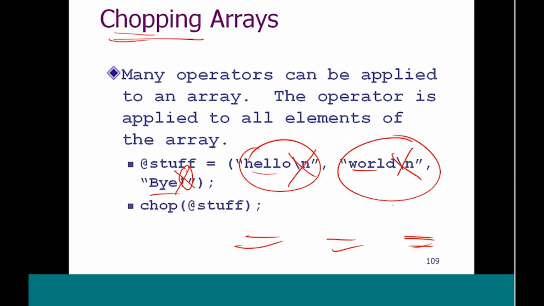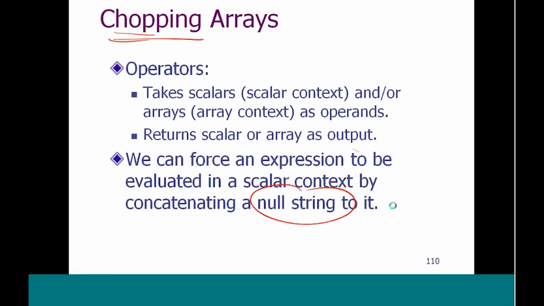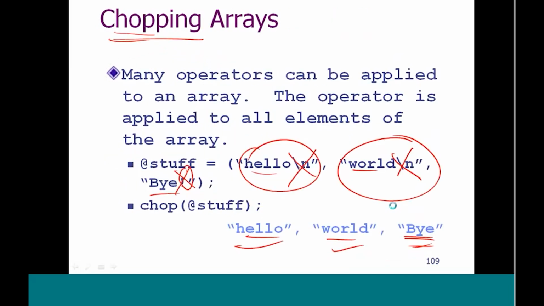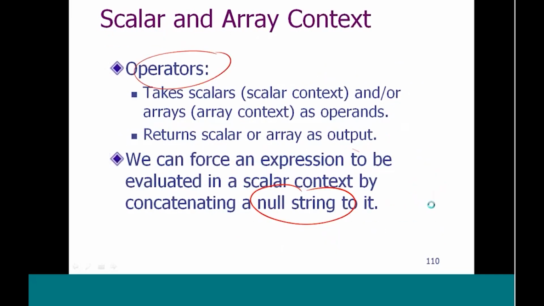Then we looked at chopping the array. When you use chop as an operator, that operator is applied to all the elements of the array. So here when you do the chop of @stuff, every element is getting chopped of its last character. So for hello and world, it's just a new line; those get thrown away, whereas in the other, the exclamation mark goes off.